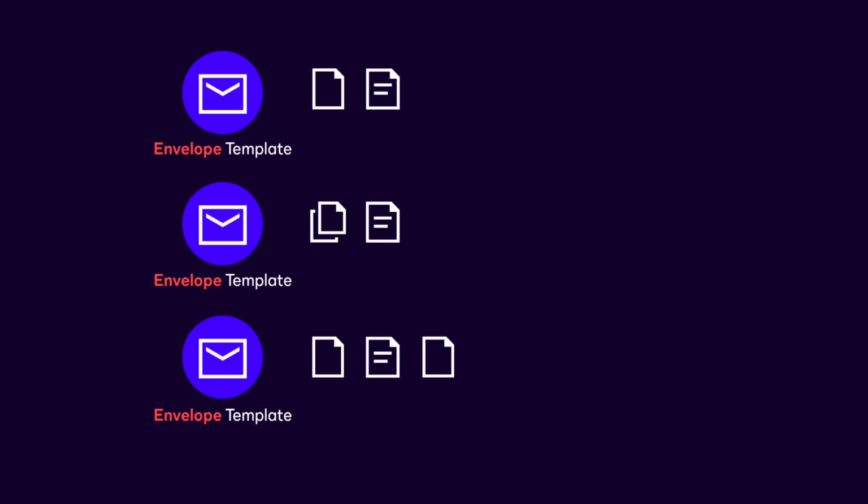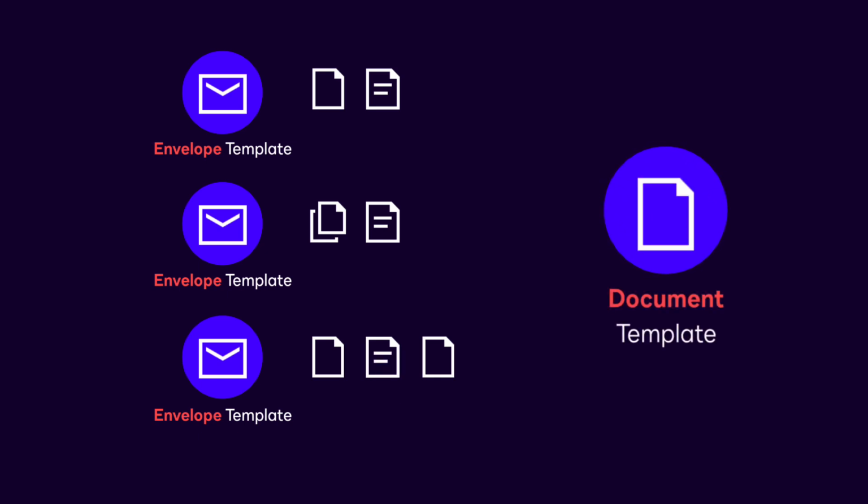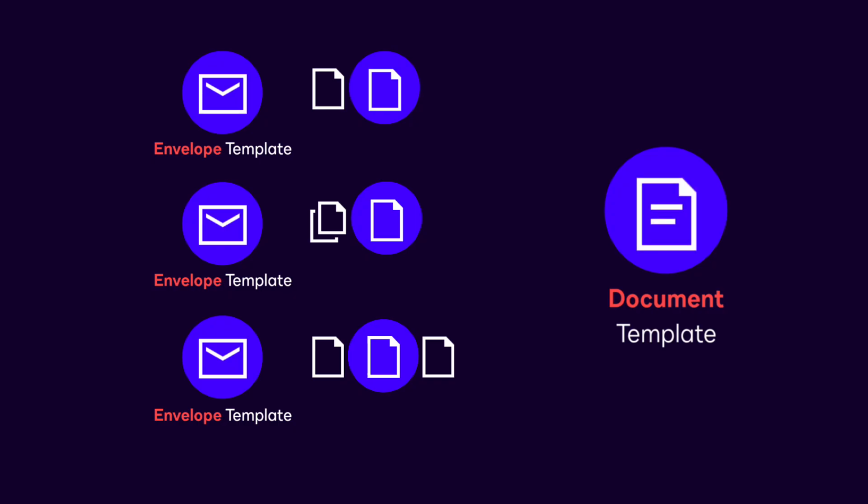Instead, you can create a document template for the consent form and include the document template in all the relevant envelope templates. This way, whenever you make a change to the document template, the change will then automatically update in every envelope template that uses it, saving you time and preventing errors.